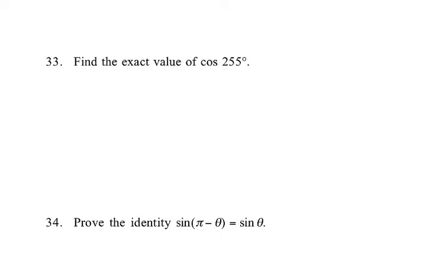Number 33 says find the exact value of the cosine of 255. Now we don't have that on our unit circle, but we can relate it to things that are on our unit circle. So instead of the cosine of 255, I'm going to take the cosine of 225 plus 30 and break it up. So we know something about those two.